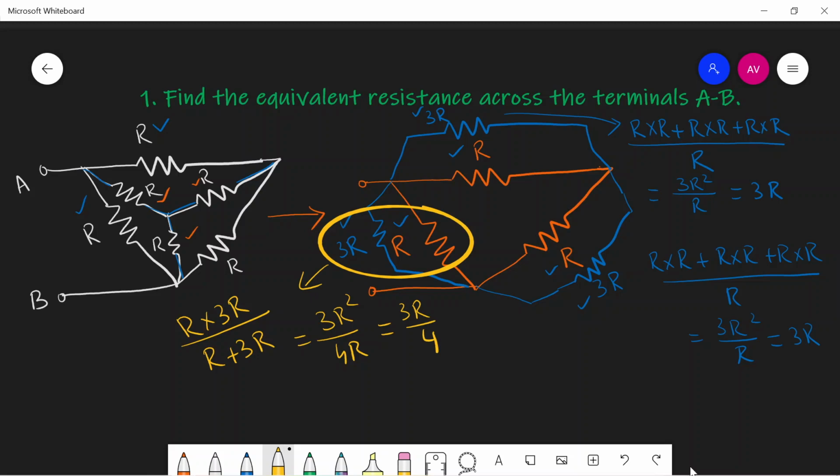And even here these two are parallel. Equivalent resistance will be 3R by 4. Even these two resistances are in parallel. So the value will be 3R by 4.